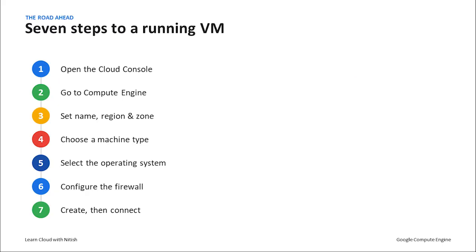Before we click anything, let me give you the map. Creating a VM is just 7 steps. 1. Open the Cloud Console. 2. Go to Compute Engine. 3. Set the name, region, and zone. 4. Choose a machine type. 5. Select the operating system. 6. Configure the firewall. And 7. Create it, then connect. Keep this shape in your head. Every VM you ever create follows this same path. Let's take them one at a time.